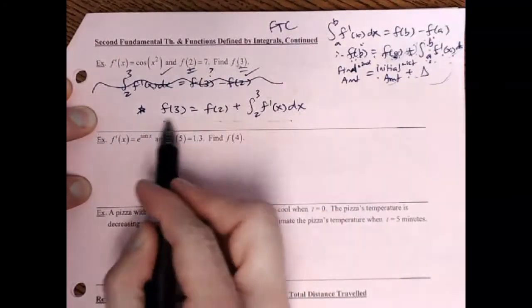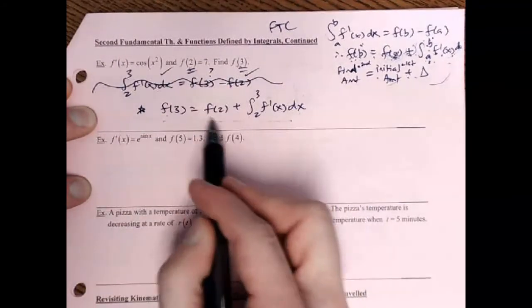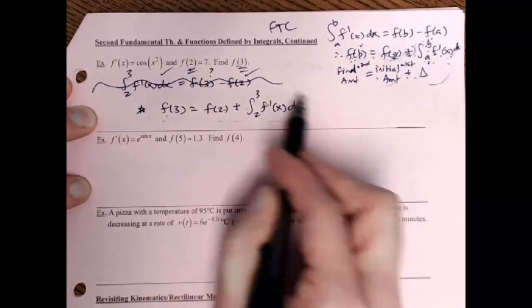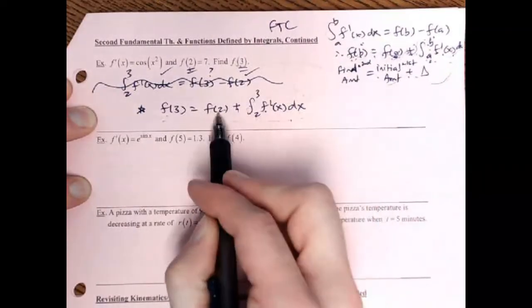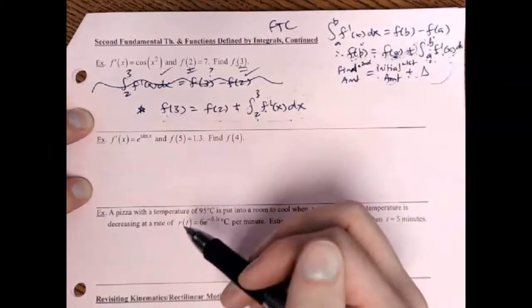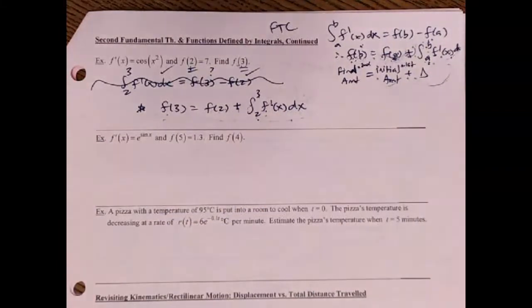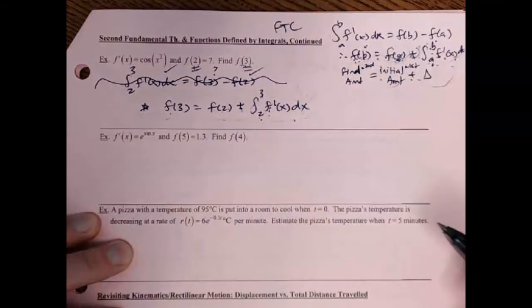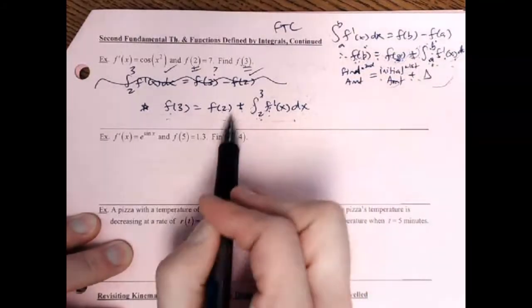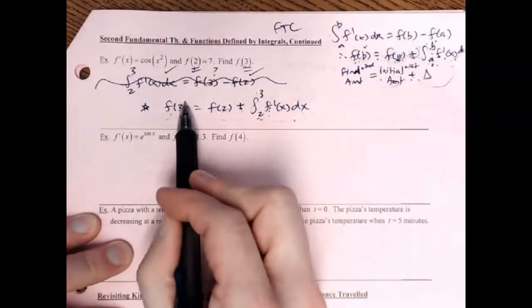The value you want to know, you just take the value that you do know and then add in the change. And to get the change, you integrate the rate, but you have to integrate the rate from what you know to what you want to know, right? Regular integration, that's the net change, could go up, could go down, doesn't matter. Integrating the rate is going to give you the amount of change from what I know to what I want to know.